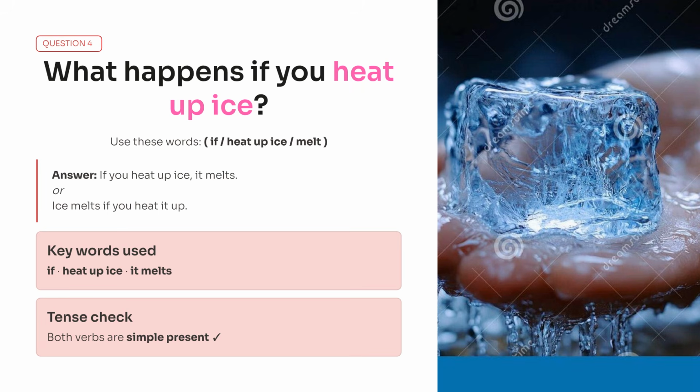Look at question 4. What happens if you heat up ice? Using the clue words if, heat up ice, and melt, our answer is if you heat up ice, it melts, or ice melts if you heat it up. Both verbs heat and melts are in the simple present tense.